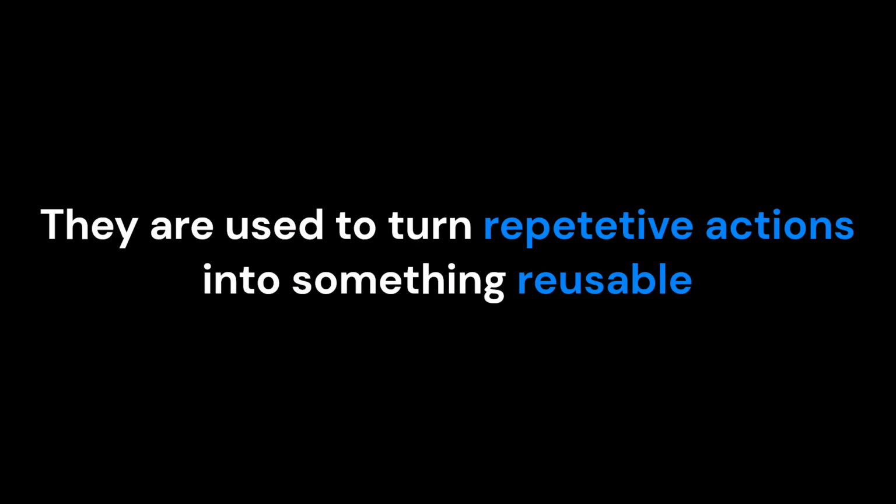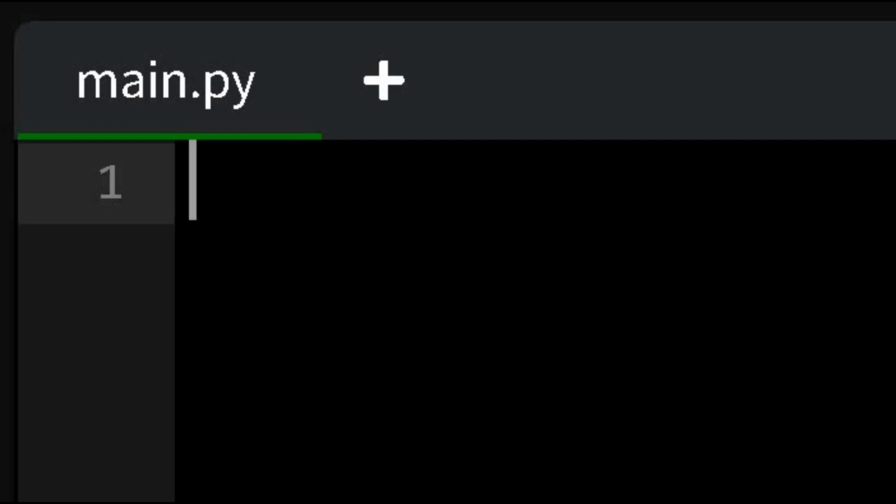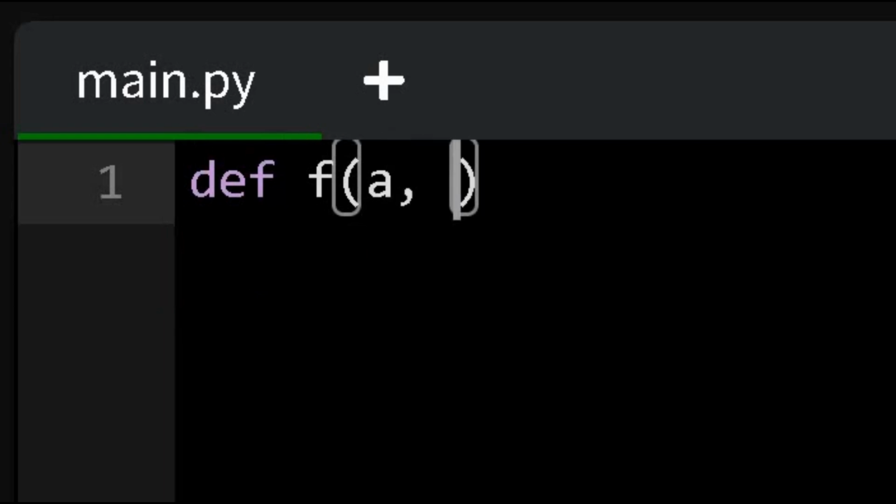Functions are very important. They allow developers to turn repetitive code into something reusable. Let's say you have to sum two values with the multiplication of them and assign it to a variable. This is how we can do that. But if you want to do that twice or 3 times, it might be tedious. Instead, let's make a function to do that. A function is defined like so: def, name, and the names of the arguments separated by commas in the brackets, and our little cherry on top, the colon.